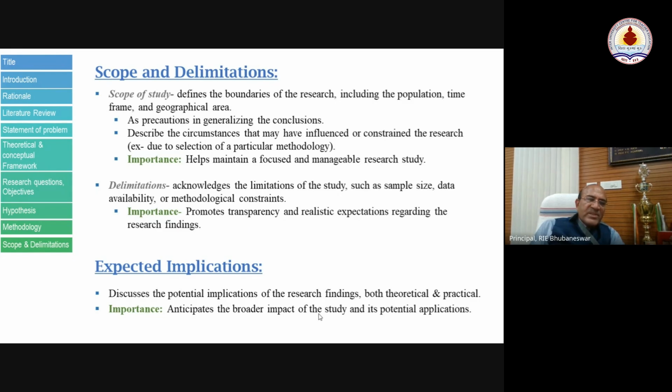Delimitations acknowledge the limitations of the study, such as sample size, data availability, and methodology constraints. So again, the importance of delimitation is that it promotes transparency, because it tells what the limitations are and what the scope is. Transparency comes under ethics also, and it sets realistic expectations regarding the research findings. So even in scope, we can give enough room to ethics also.